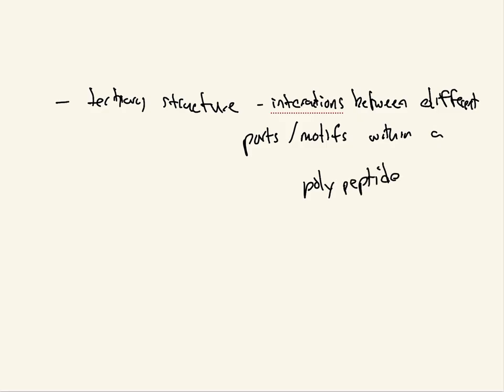Right, so that might be an alpha helix interacting with a beta sheet. They could be part of the same long amino acid polymer, and they're just interacting with each other.